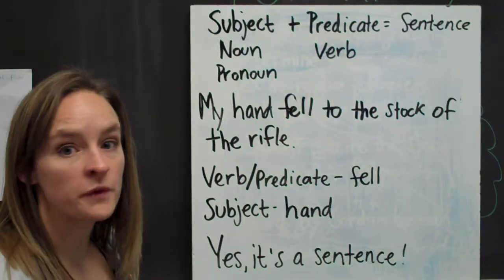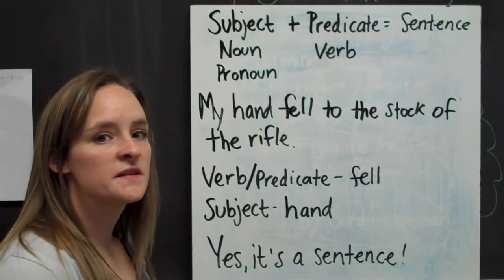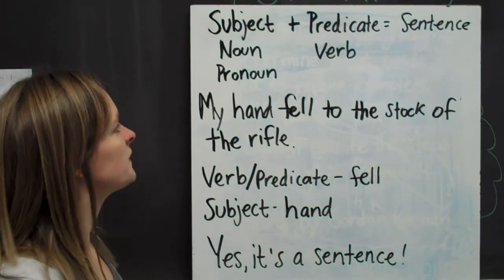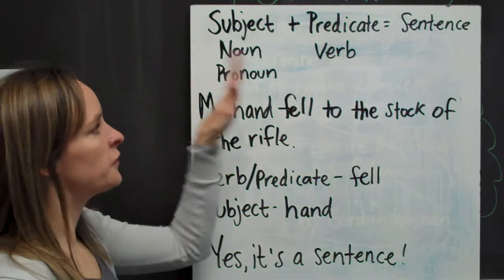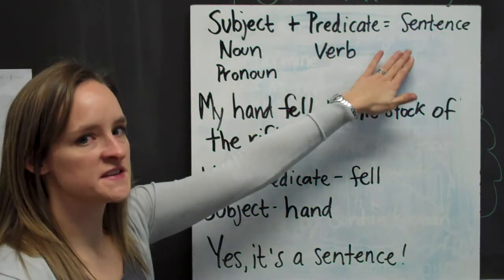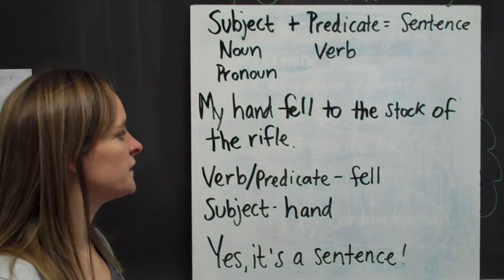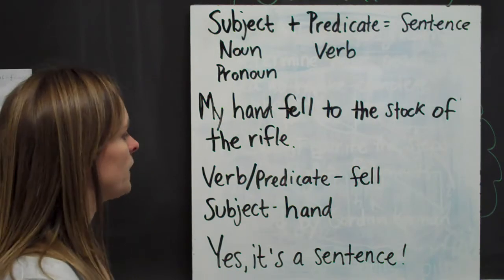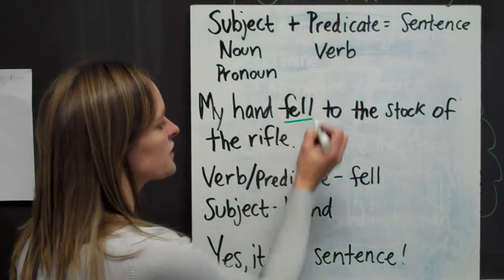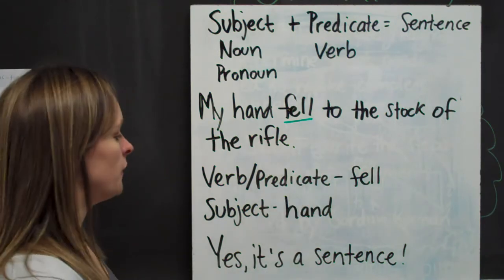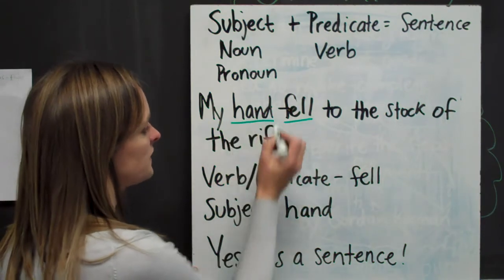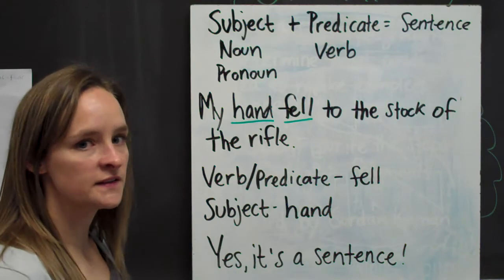As always, we'll start with a review. A subject plus a predicate equals a sentence. A noun or pronoun plus a verb gives us a sentence. Here's an example. My hand fell to the stock of the rifle. The verb or action is fell. The who or what is the hand. Yes, it's a sentence.